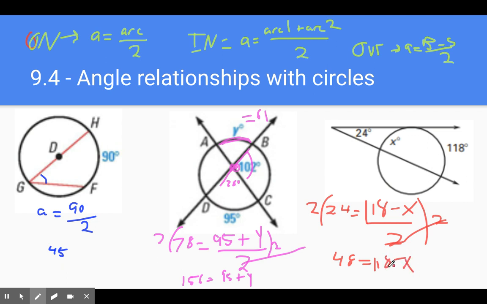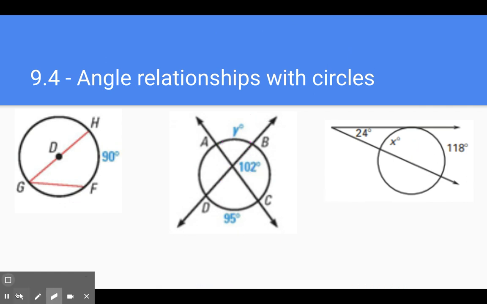Subtract 118 from both sides, so 48 minus 118 gives us negative 70. So you get negative 70 equals negative x. All right, and then you just flip the sign. So that means x is equal to positive 70. All right, that's for 9.4.